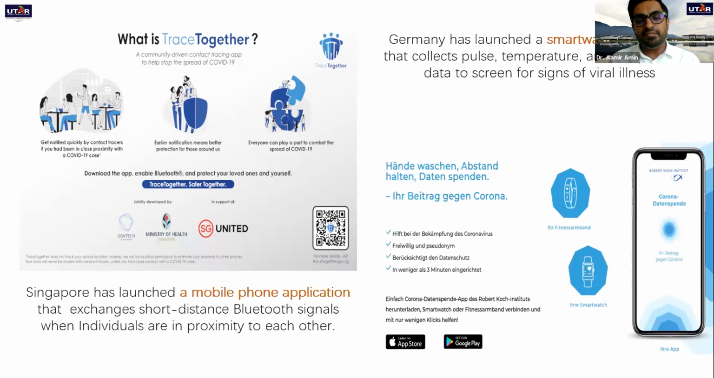Then Germany, for example, has launched a smartwatch application, which collects pulse, temperature and sleep patterns data to screen for signs of viral illness. Imagine you are just wearing a smart watch, and that watch is sending data. And as soon as you have some sort of symptoms, it will alert you that you are having symptoms and you need to see the doctor.